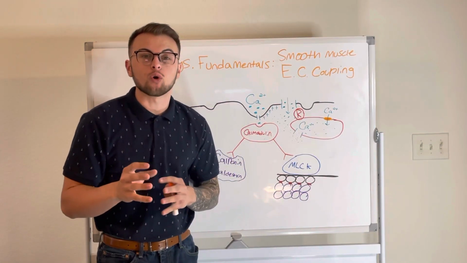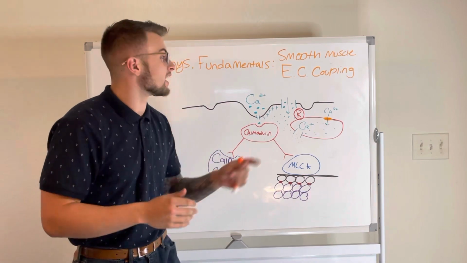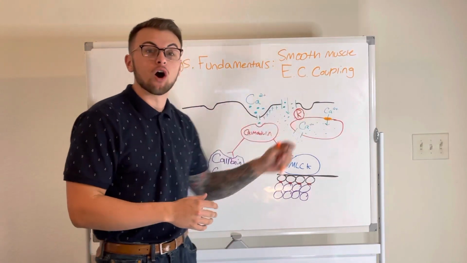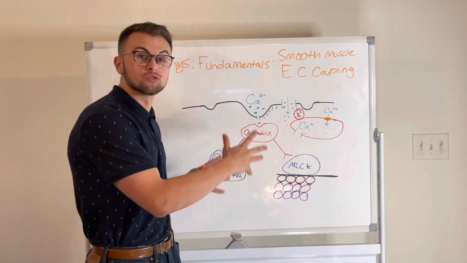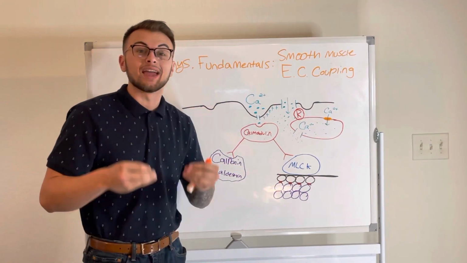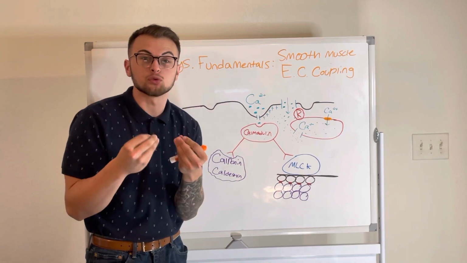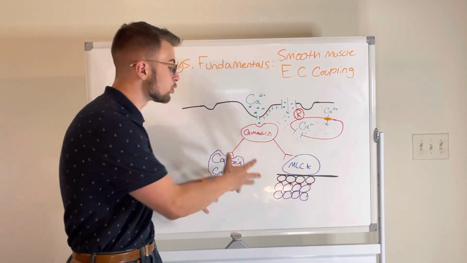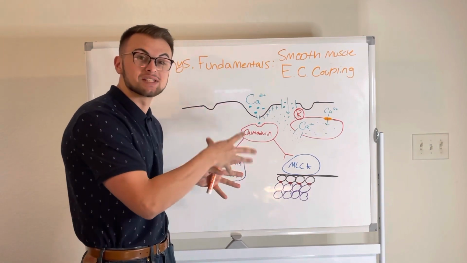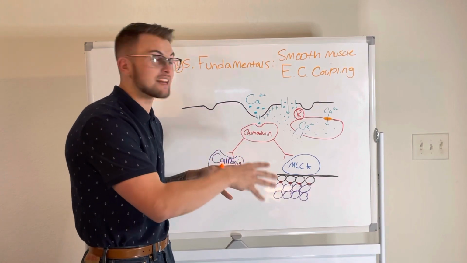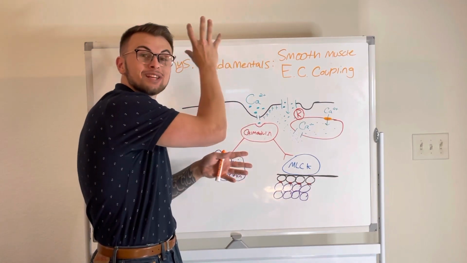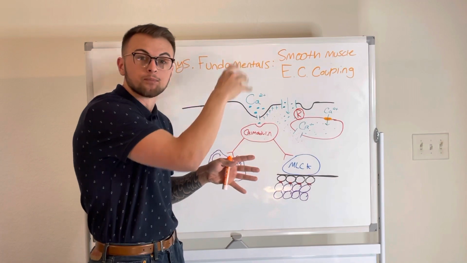Today we are going to go over the excitation and contraction coupling of our smooth muscle cells. An important difference between smooth muscle cells and skeletal muscle cells is that smooth muscle cells, or SMCs, do not need a motor neuron to initiate their action potential.